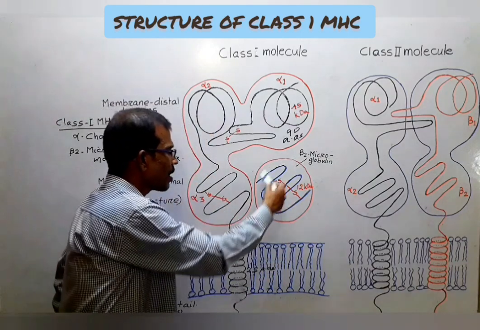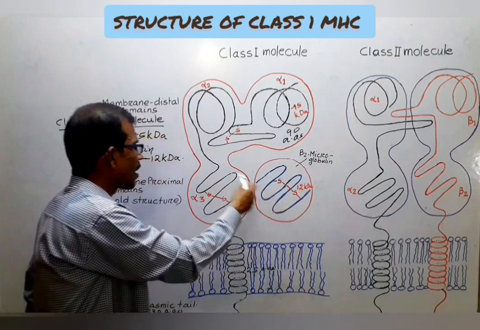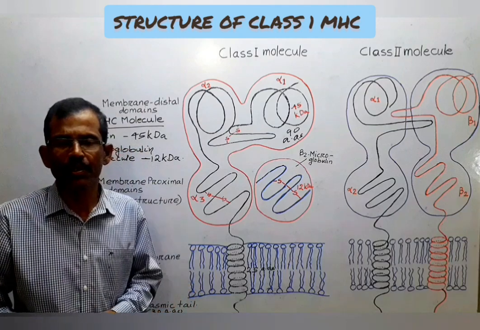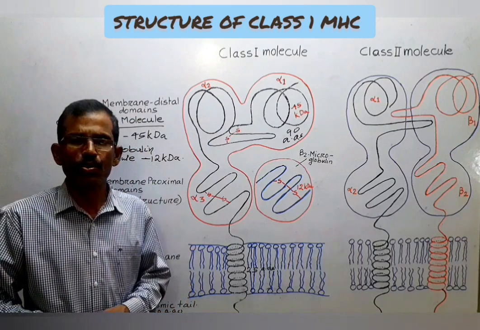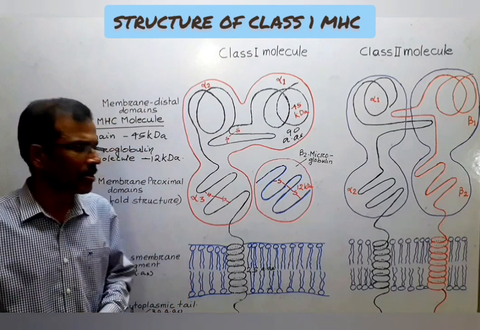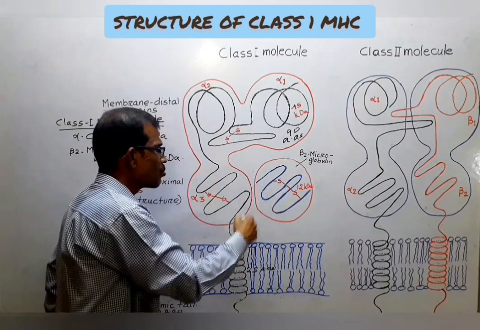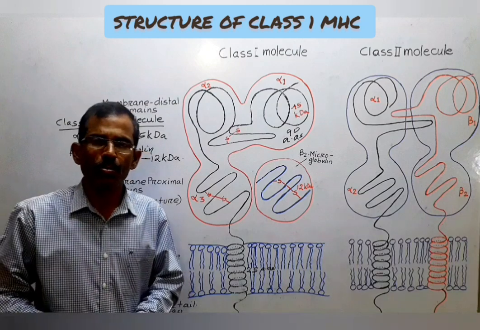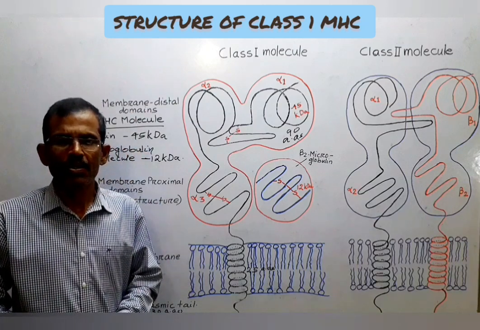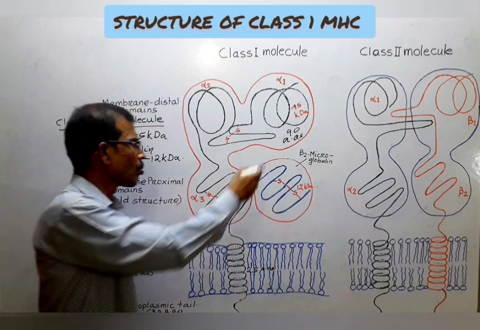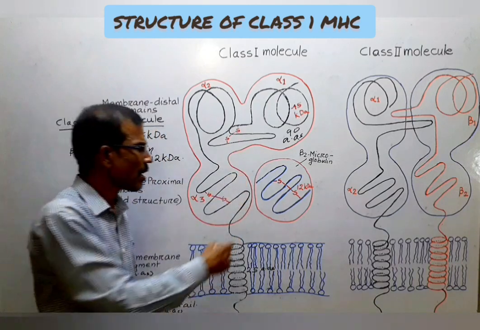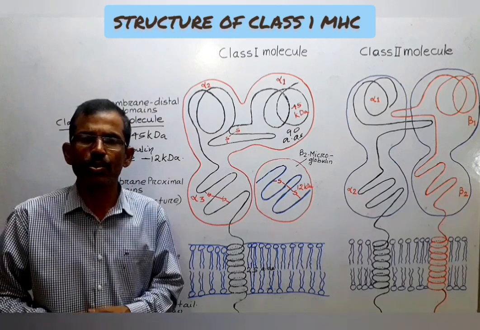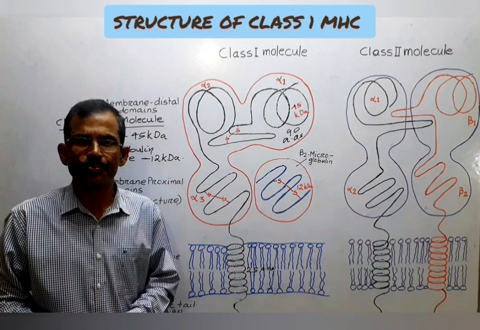Then, the beta 2 microglobulin and the alpha 3 domains are organized into 2 beta pleated sheets. Each sheet is composed of antiparallel beta strands. The structure is known as immunoglobulin fold, a characteristic of immunoglobulin domain. Because of the similarity, class 1 molecules and beta 2 microglobulin are classified as members of the immunoglobulin superfamily.